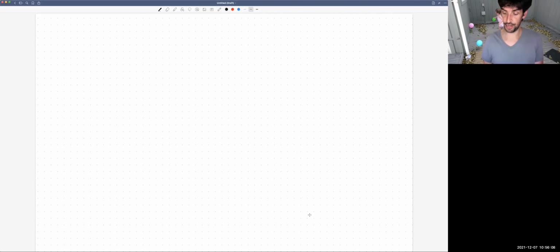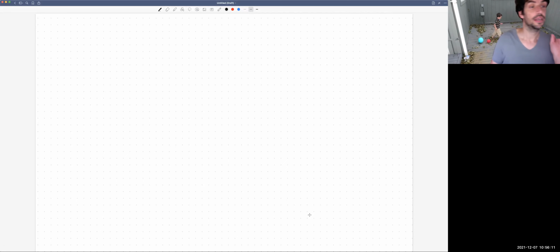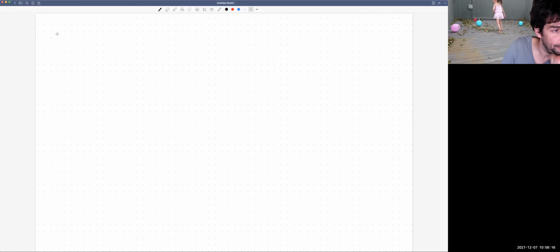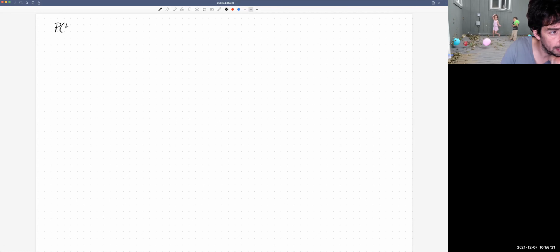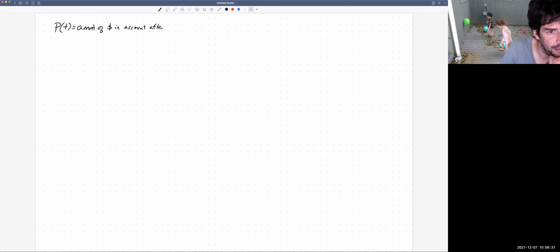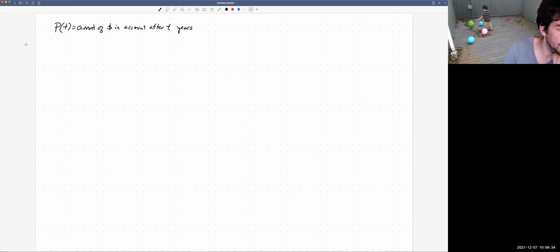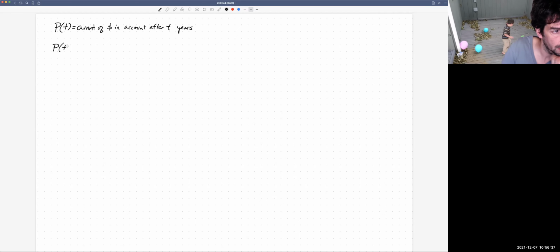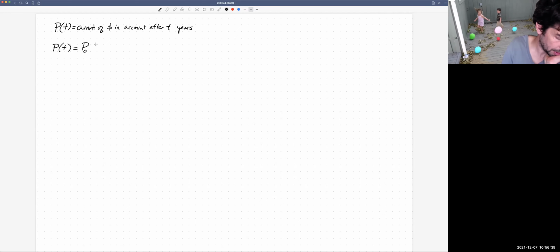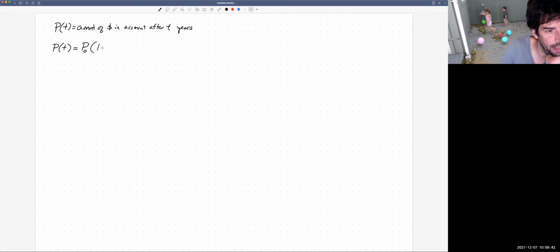And this one's a little bit of an application that's kind of neat to see. And this comes from economics. This is probably something you've seen before. This is a function that gives us, let's call it P of t, the amount of money in an account after t years. And so if you're earning interest, this can be written this way, P naught times 1 plus r over n to the nt. I'll explain what each piece of this is in one second.